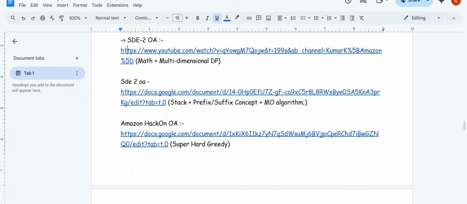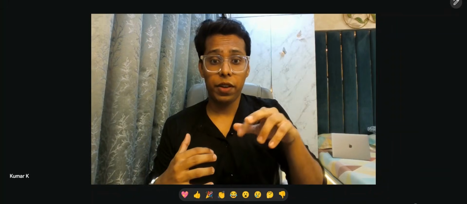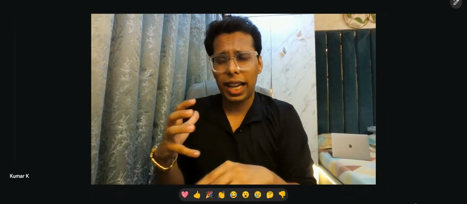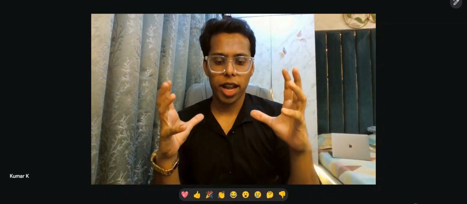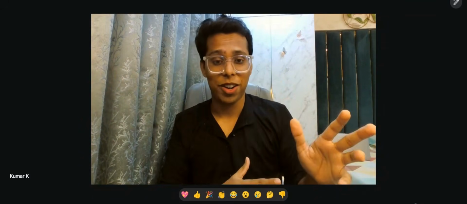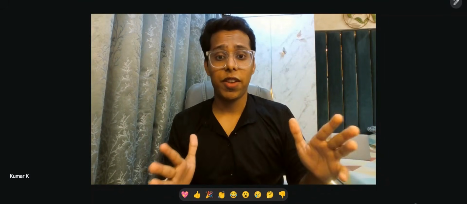Then guys, another for SD2, a very, very hard problem on stacks, prefix, suffix concept and segment tree or Mo's algorithm you can use. So one thing is clear, if you're going for SD2 OA, please be careful. You need to prepare the prefix suffix stuff with mainly the stack concept, where we use the next greater, previous greater, or next smaller, previous smaller element concepts. And you should be very familiar with Mo's algorithm and segment tree and lazy propagation segment tree. It's very, very hard to code it up.